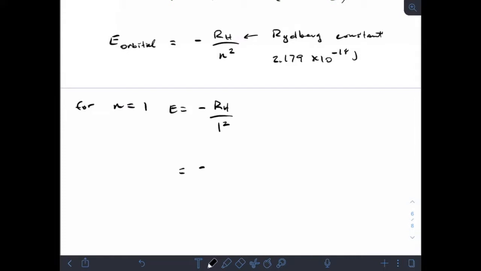So negative 2.179 times 10 to the negative 18 joules over 1 just equals negative 2.179 times 10 to the negative 18 joules. Okay, and that is the energy for n equals 1.